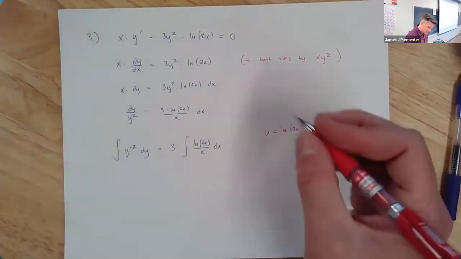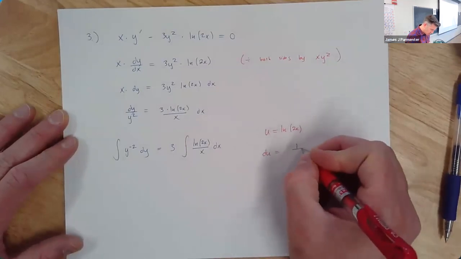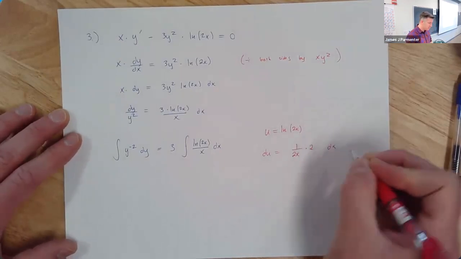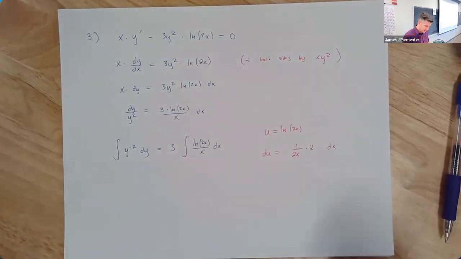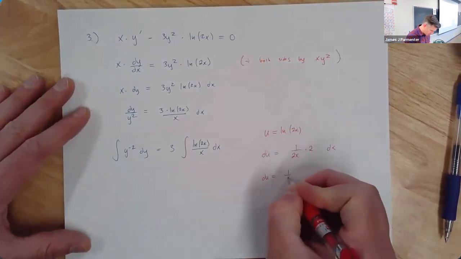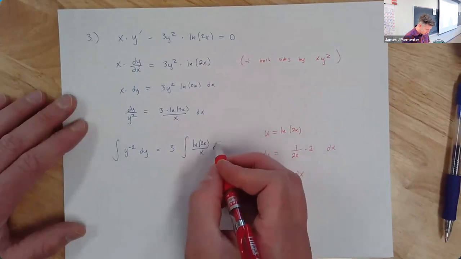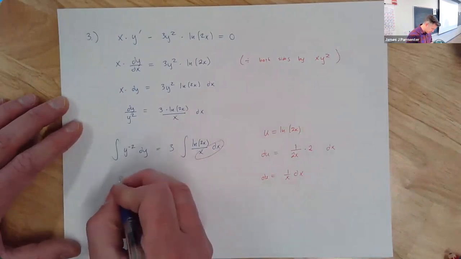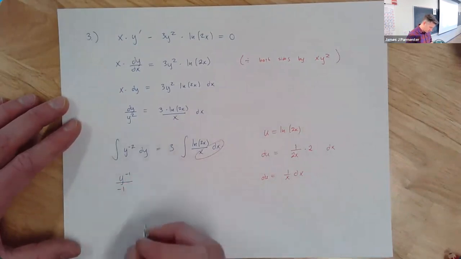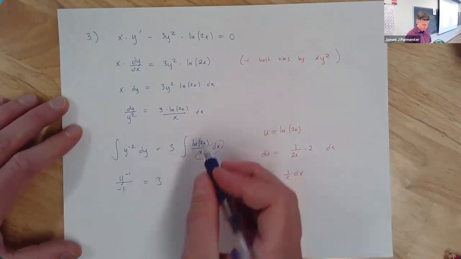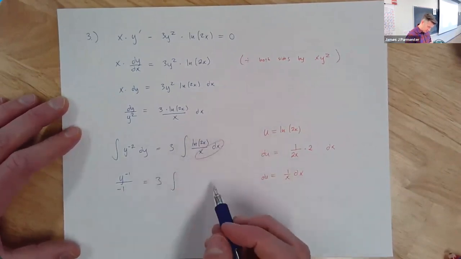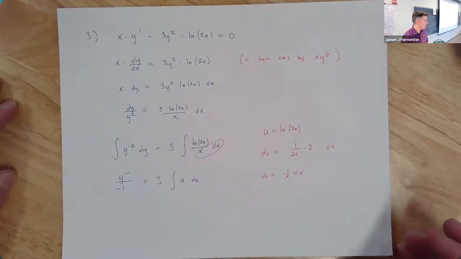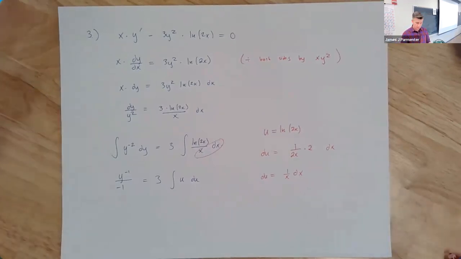It's a little tricky to see it. And then my du is 1 over the stuff times the derivative of the stuff. Not that we need those twos to cancel out. It'd be fine if it was 1 over 2x, but it's even nicer that du is really just 1 over x dx, which is exactly what we have right there. This is totally going to become, let's see, the integral of y to the negative second is y to the negative 1 divided by negative 1. And this is going to transform into the integral of just u du. Which we can totally do.